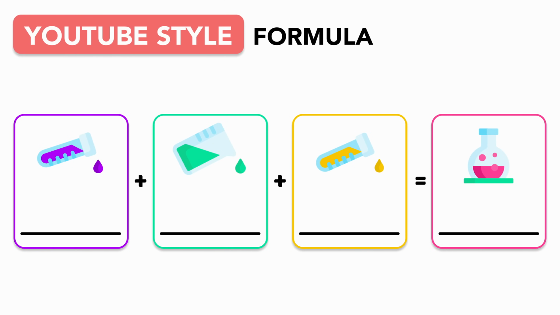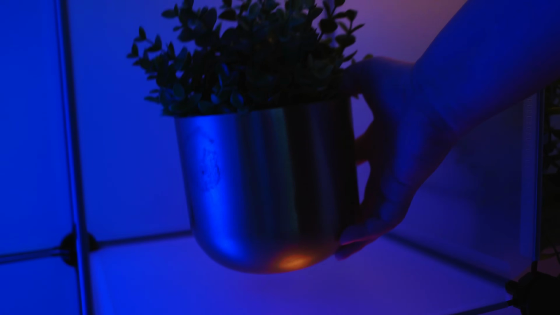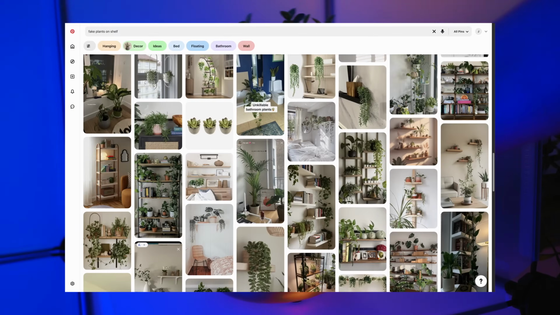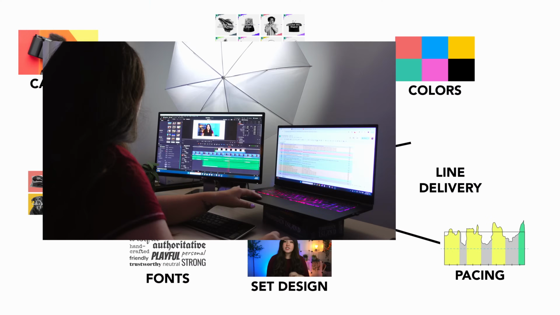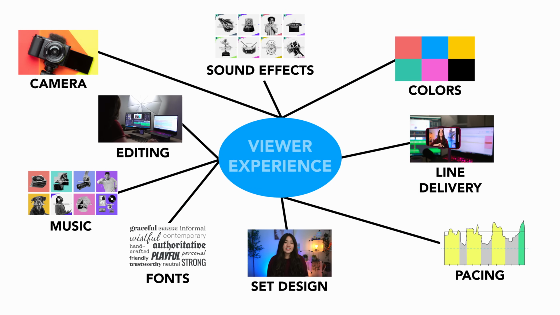Because in order to properly leverage the 3 core style elements, you have to first establish what the result should be. You wouldn't start decorating your apartment without first having a mood board, right? Because your YouTube style isn't just a random collection of choices, it's intentional. Every decision, from the way you edit to the way you deliver your lines, should be working towards a specific viewer experience you want your audience to have.